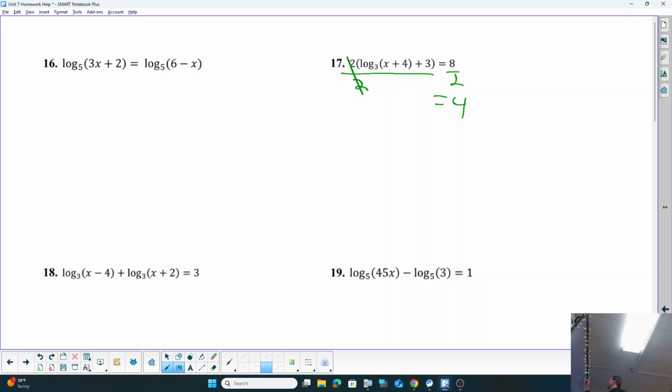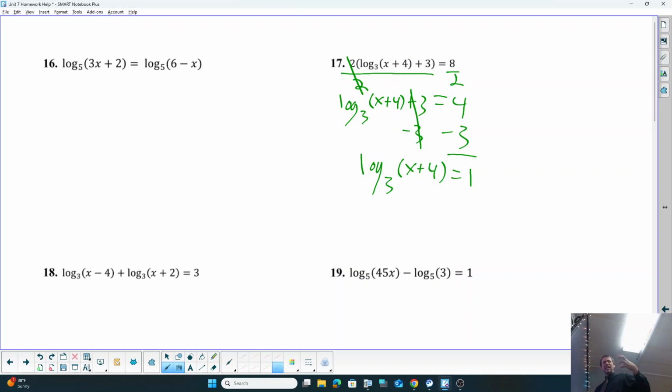Okay, so let's see here. So we get log base 3 of x plus 4 plus 3 now because the 2's been divided over. Then we'll go to minus 3 to both sides next, working our way into the middle. So then that gives us log base 3 of x plus 4 to the 1 power. Because 4 minus 3 is 1.